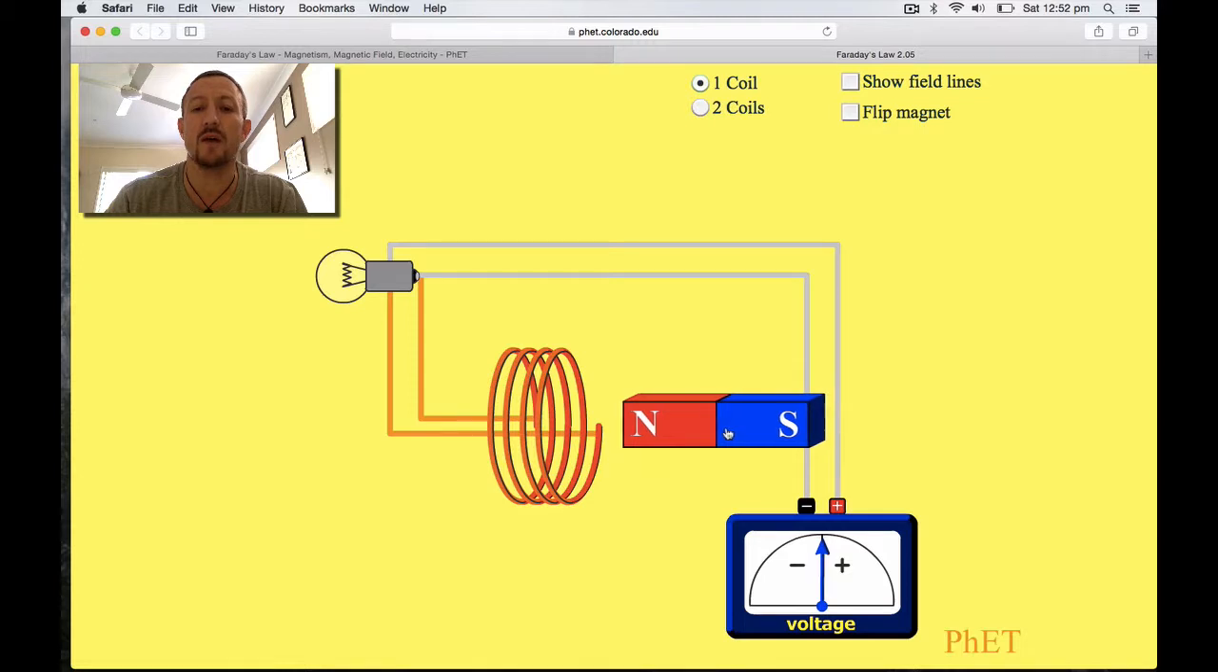If I do it slower, I get less of a movement, then back to 0, and again as I pull it out slowly, I get less of a movement.